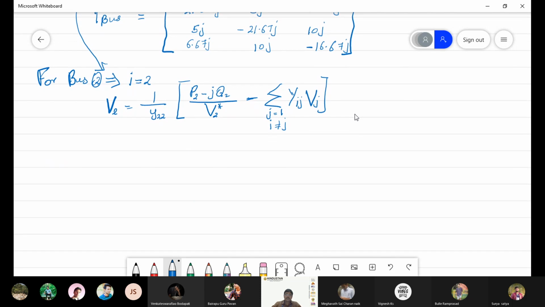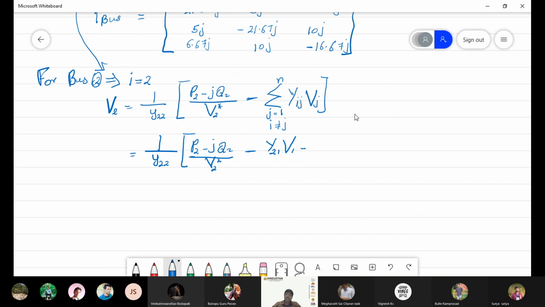Now we are going to expand 1 divided by y22 as it is, that is p2 minus jq2 divided by v2 star. Now listen, v2 star means conjugate, as I told. Now we are going to expand this one, j is equal to 1 to n. Therefore i is equal to 2, and j is equal to 1, 2 and 3, that is y21 v1. I is equal to 2, j is equal to 1, therefore y21 v1, but it is not over. Again minus, i is not equal to j.